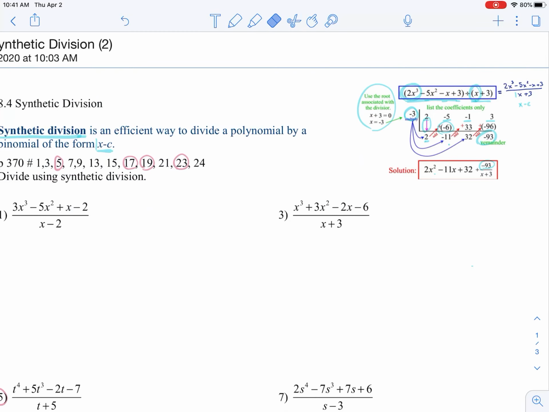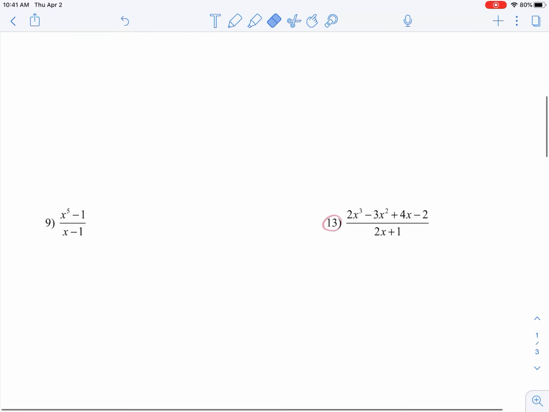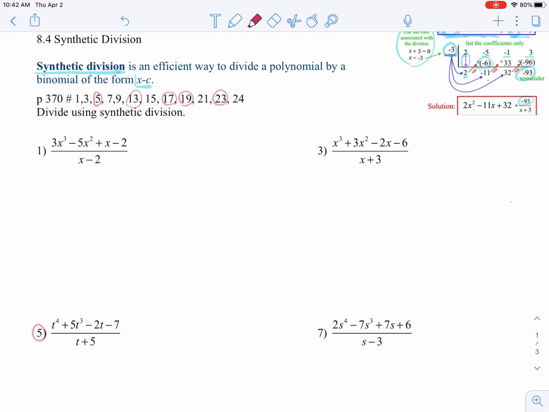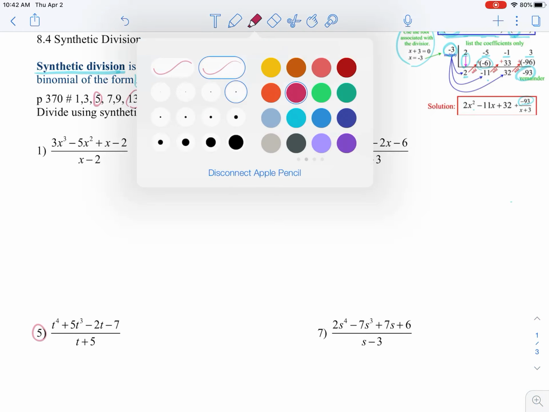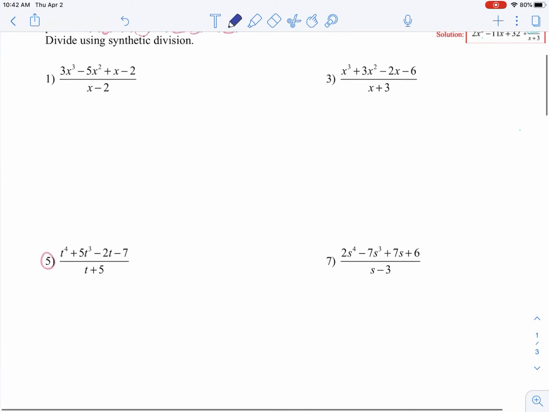Okay, let's just jump right in and try one. I'm going to try number 5, 17, 19, and 23. I think there's one more, 13. I was going to try number 13. Okay, here we go. Number 5.